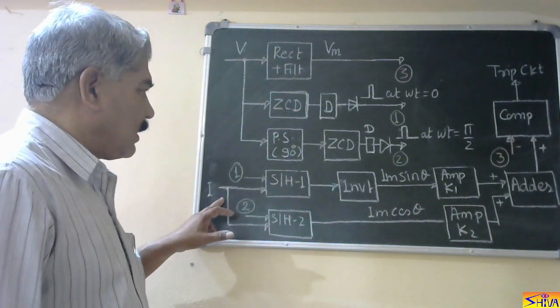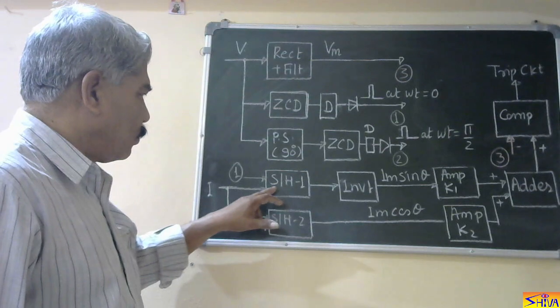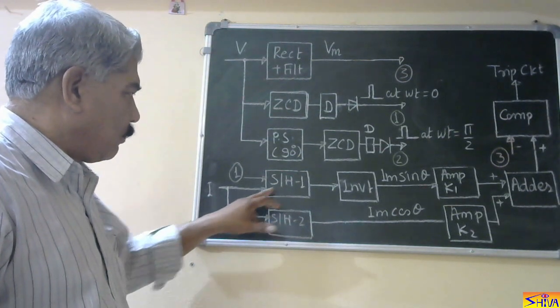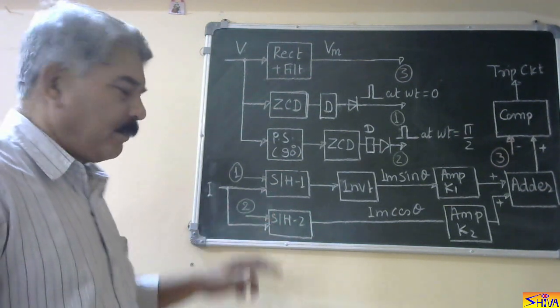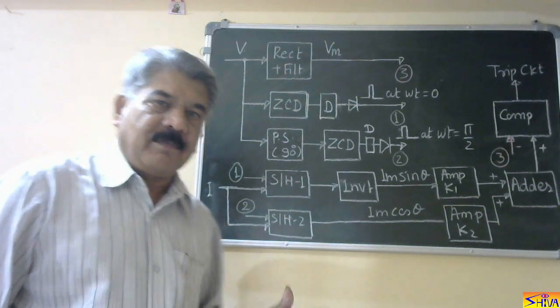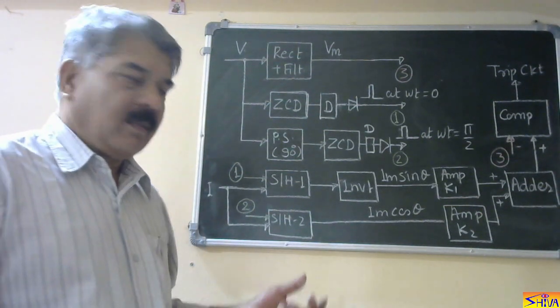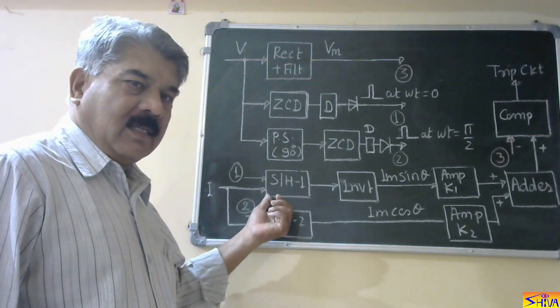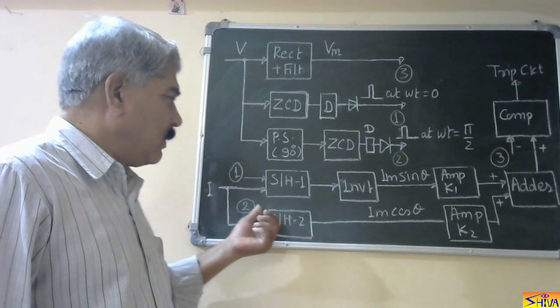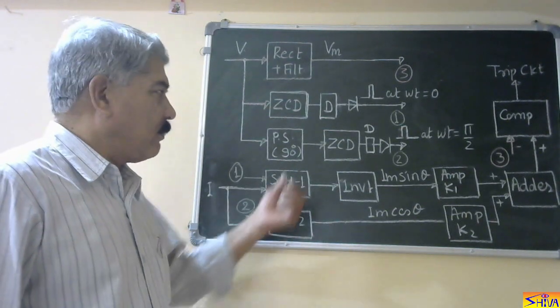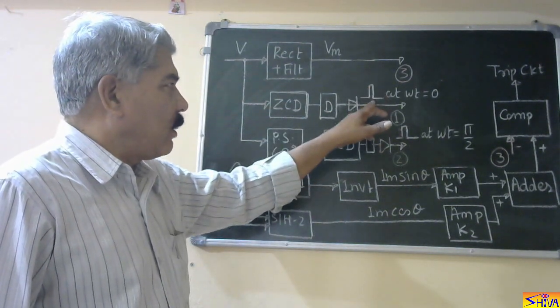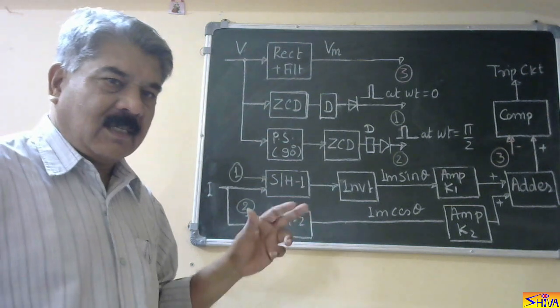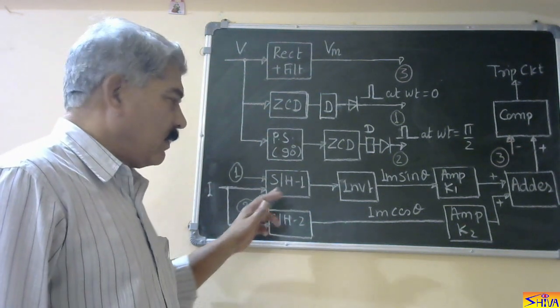Now this current signal we are giving to two sample and hold circuits, sample and hold 1 and sample and hold 2. I have already explained the working of the sample and hold circuit. The sample and hold circuit has two inputs. One is the main input and the second is the logic signal. So when the logic signal comes in the form of a pulse, at the negative going of this pulse, whatever is the instantaneous value of the input signal, that is held.